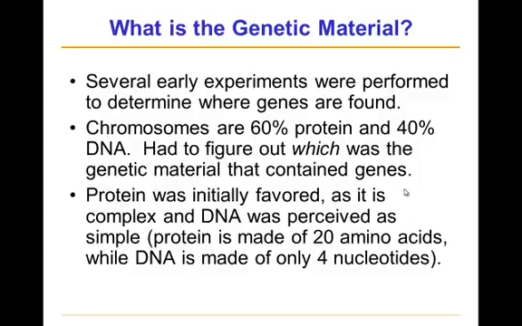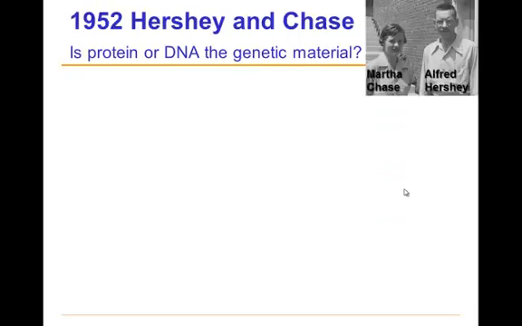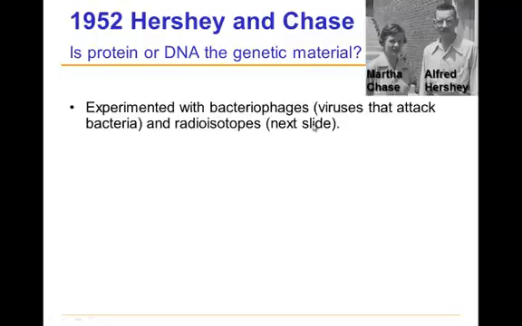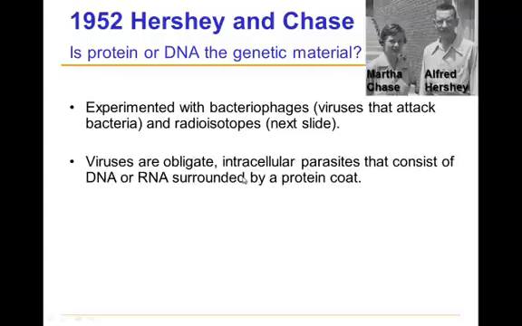And so one of the very important early experiments was done by Alfred Hershey and Martha Chase. And really the point of their experiment is right here, is protein or DNA the genetic material. Now, the system that they used to explore this question had 2 major components. One of the components was bacteriophages. These are viruses that attack bacteria. So a bacteriophage is simply, well, I'll describe the attack a little bit later. But let's define for you what viruses are.